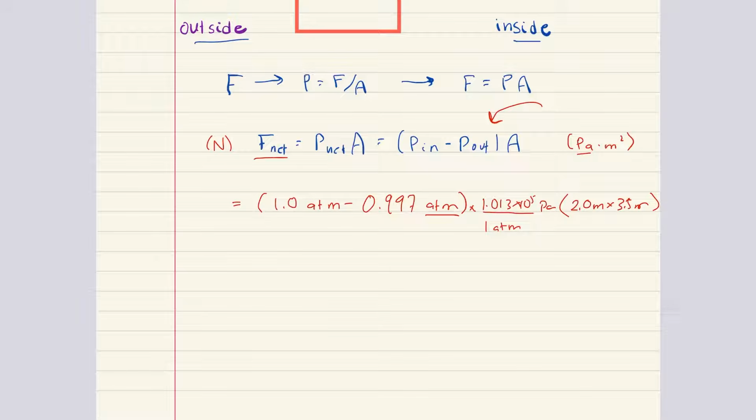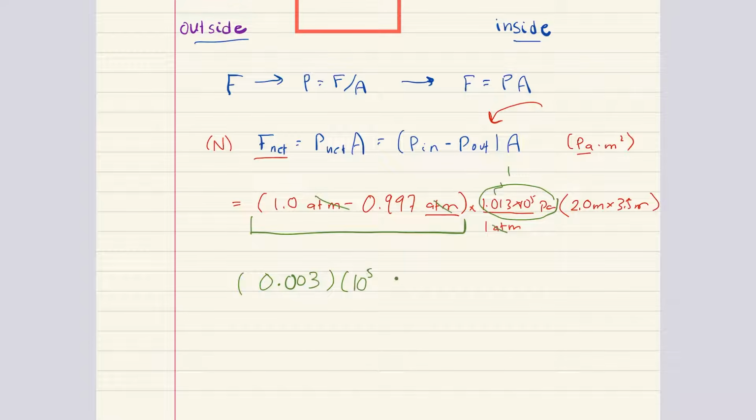Now let's begin to simplify this a little bit so it's easy to calculate without a calculator. We'll start with this subtraction. This is pretty easy. 1 minus 0.997 gives us 0.003. Atmospheres cancel out. We're just left with this, 1.013 times 10 to the 5 Pascal. We can go ahead and approximate this to 1 and essentially just write 10 to the 5 Pascal. This multiplication is also really easy. 2 multiplied by 3.5 gives us 7 meters squared.